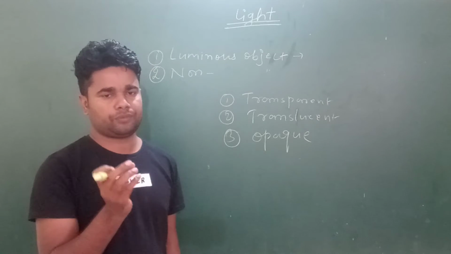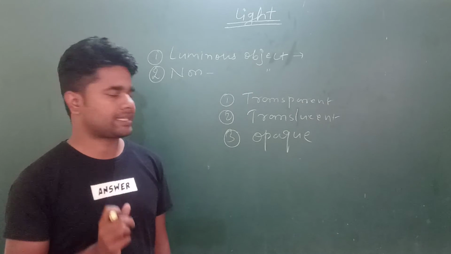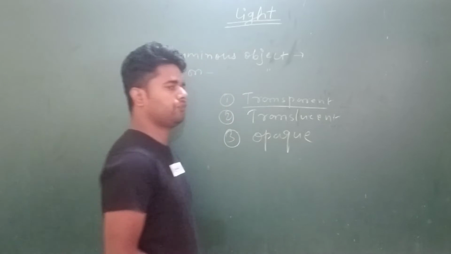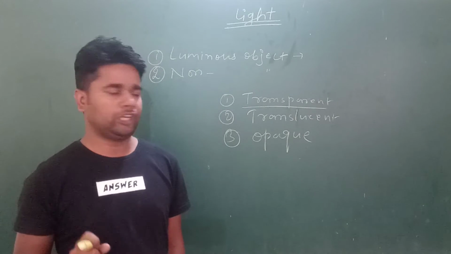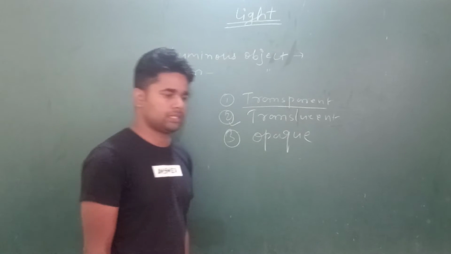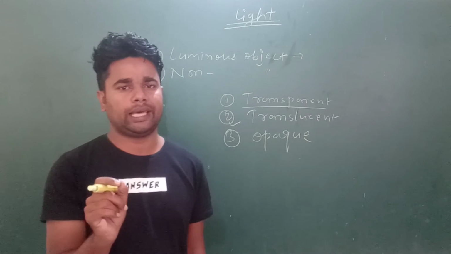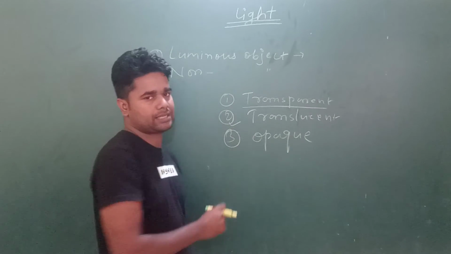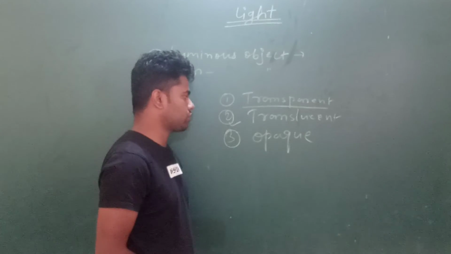For example, water, air, and glass. This kind of object is known as transparent because it allows light to pass through fully. And next is translucent. A translucent object means the kind of object which passes only a few rays of light, and half of the light is stopped before passing through the object. So this kind of object is known as a translucent object.